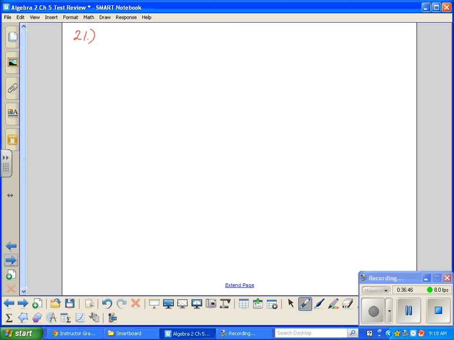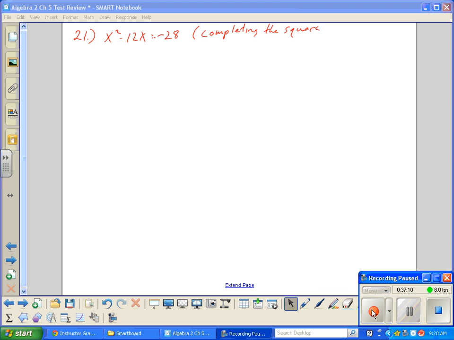So in number 21, x squared minus 12x equals negative 28. I want us to solve this by completing the square. Alright, so we're completing the square.